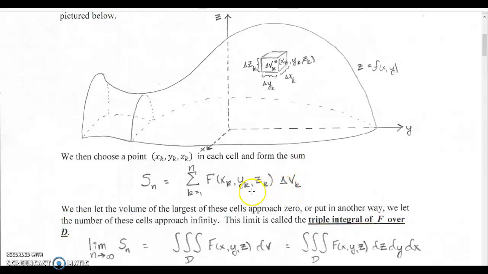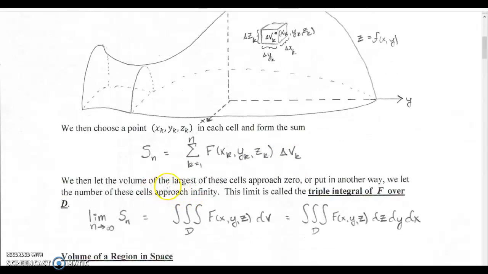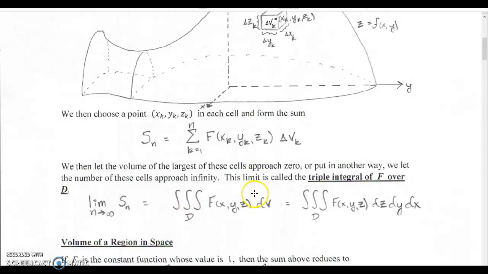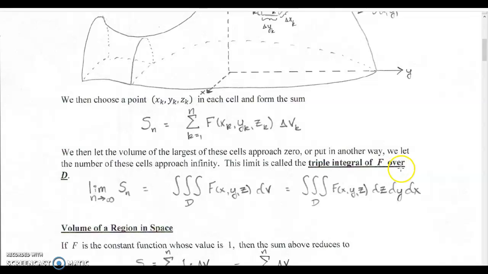That little delta V. You then let the volume of the largest of these cells approach 0. Or put it another way, we let the number of these cells approach infinity. This limit is called the triple integral of f over that domain D. So the limit of the partial sum S sub n as n approaches infinity is now the triple integral over the domain D, a three-dimensional domain, of f of x, y, z dV.